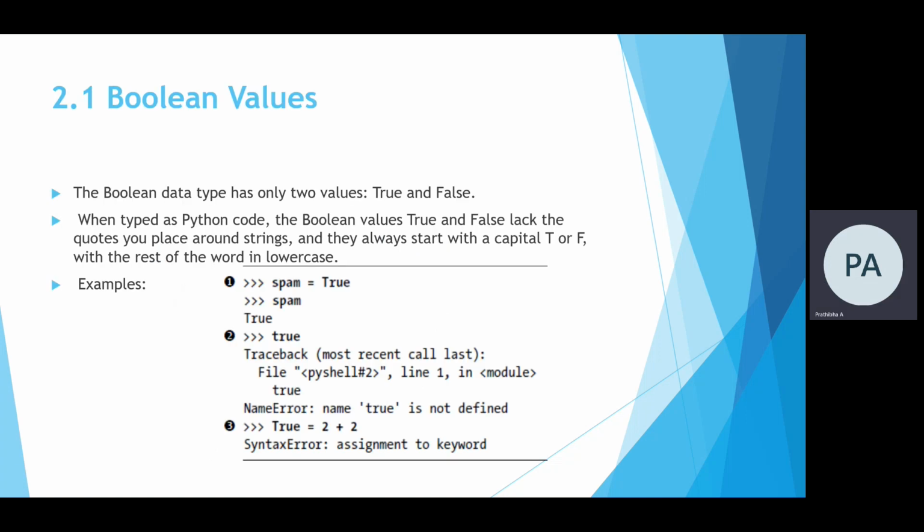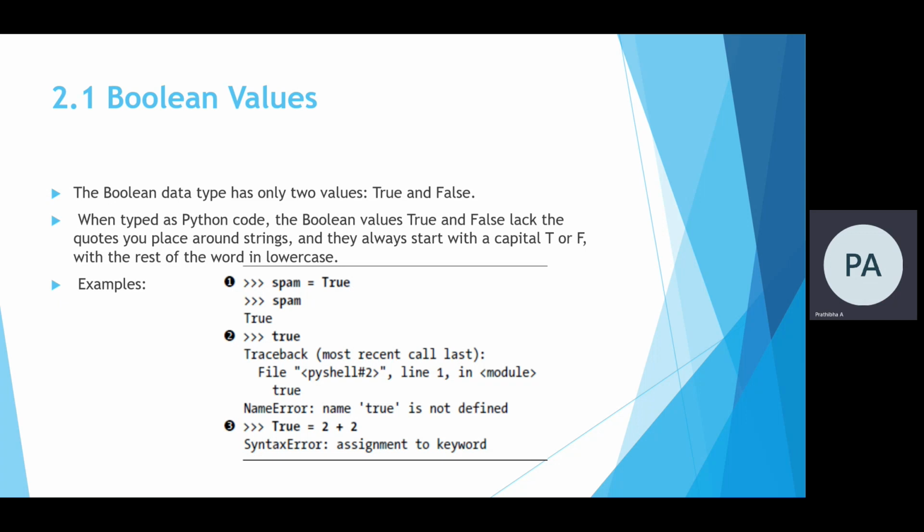So we have a concept called Boolean value. The Boolean data type has only two values. As we know, it is either True or False. When typed in Python code, the Boolean values True and False lack the quotes you place around strings, and they always start with a capital T or capital F. So spam is equal to True means we are storing the value True in the spam variable. Now when we check spam, it displays the True value present inside it.